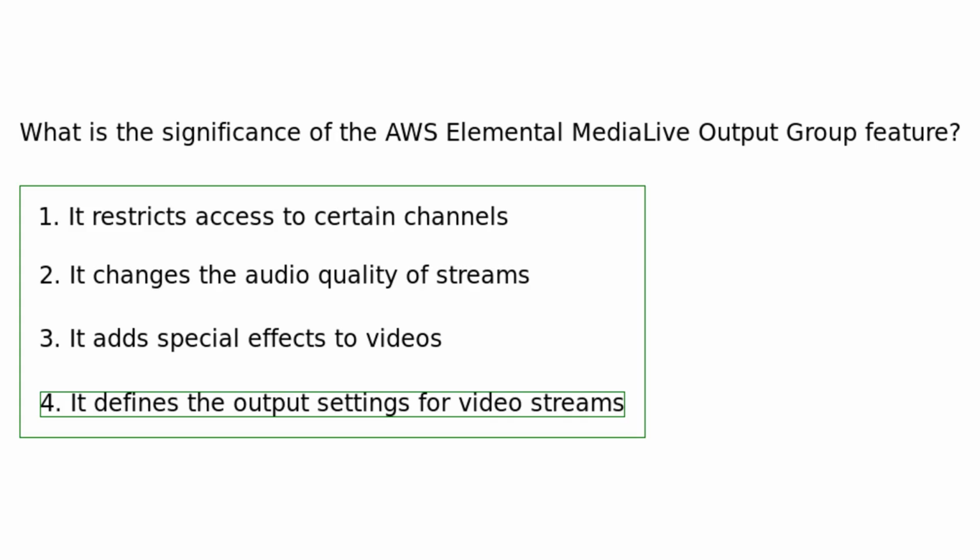The AWS Elemental MediaLive output group feature defines the output settings for video streams, specifying the formats, codecs, and resolutions for the live video output.